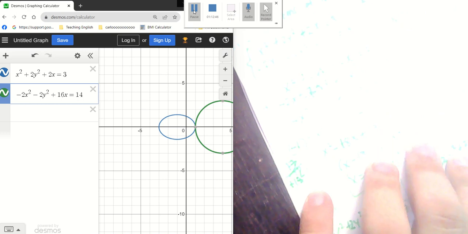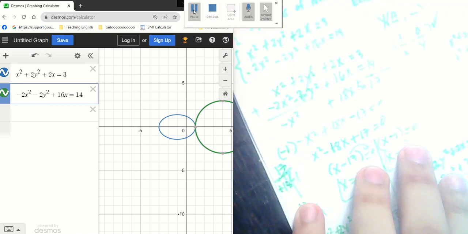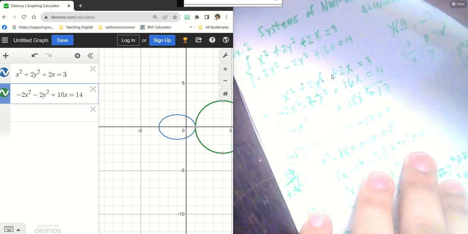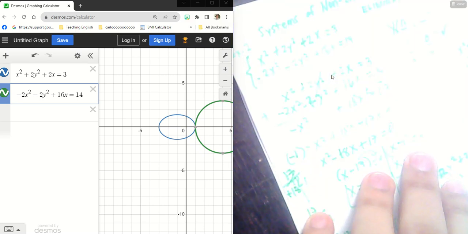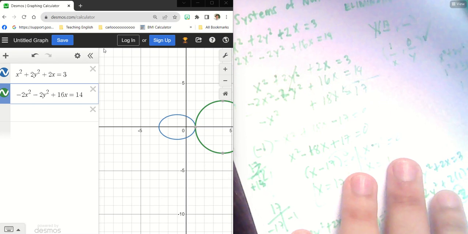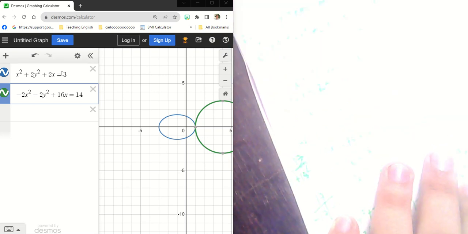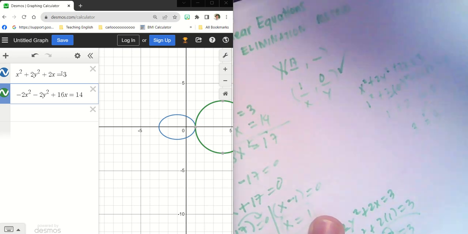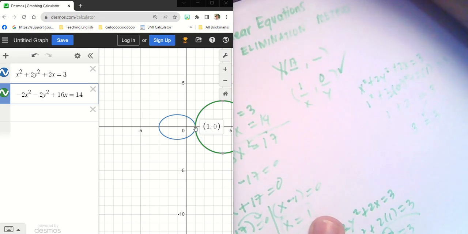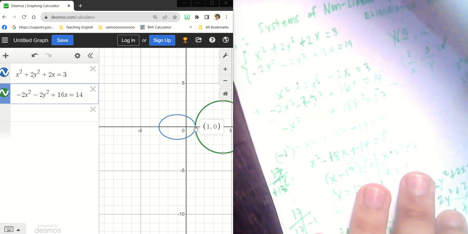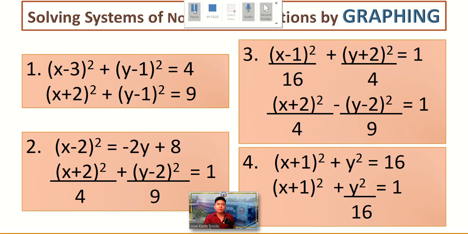This time we are going to check if these equations, x squared plus 2y squared plus 2x is equal to 3 and so on, really have the solution of 1 comma 0. So I already encoded it here in our distance calculator, and it turns out that the solution that we have is correct, 1 comma 0. Okay, that's it for the elimination method.